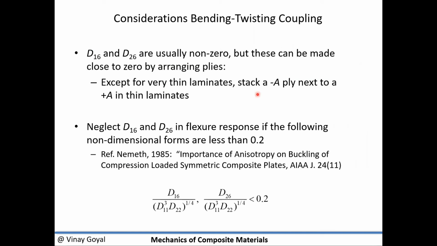The considerations for bending and twisting, D16 and D26 are usually non-zero, but this can be made close to 0 by arranging plies, and that's actually beneficial. Except for very thin laminates, if you stack minus A ply next to A ply in thin laminates, you will get that. Neglecting D16 and D26 in the flexural response can work out if you have this to be true. If this is less than 0.2, then you can neglect it. And there is this paper that goes into great detail by Nemeth.